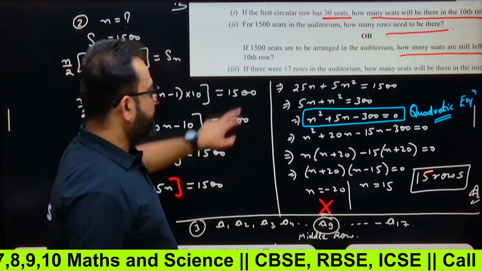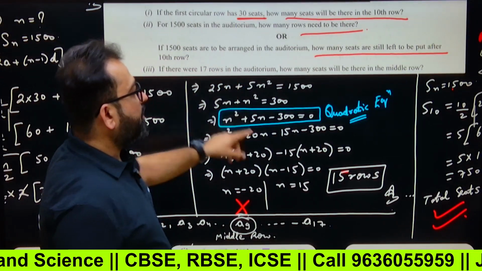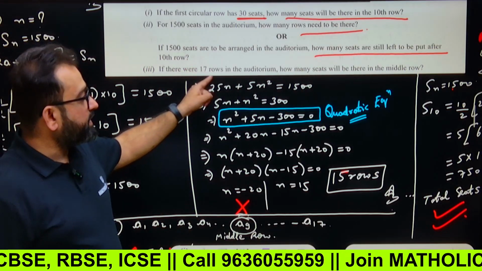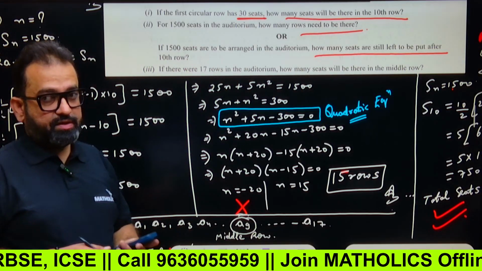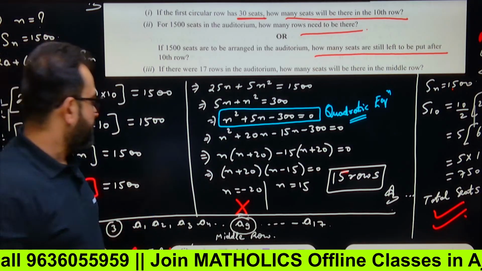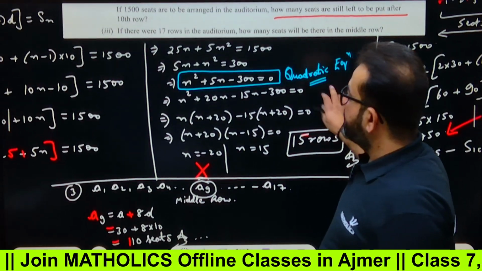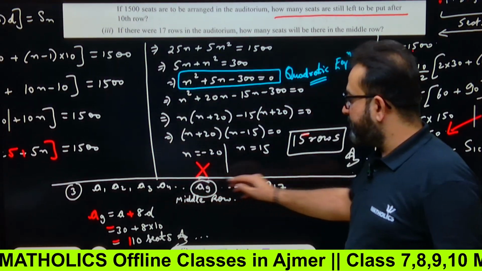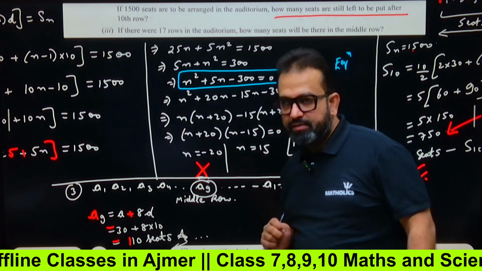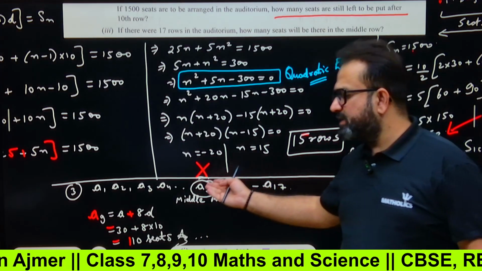Now, if there were 17 rows in the auditorium, how many seats will be there in the middle row? 17 rows would mean from A1, A2, A3, A4 till A17. Which one will be the middle row? First find which term will be the middle row. Then find the number of seats, that means find the value of that term.